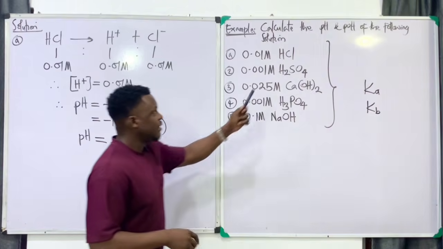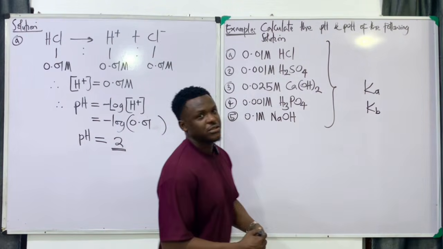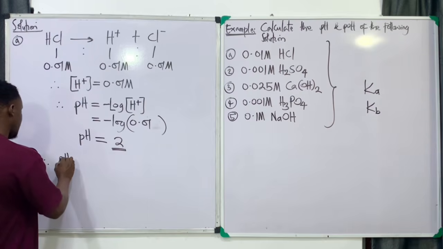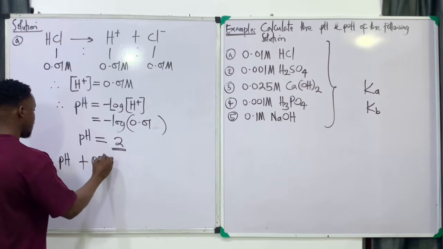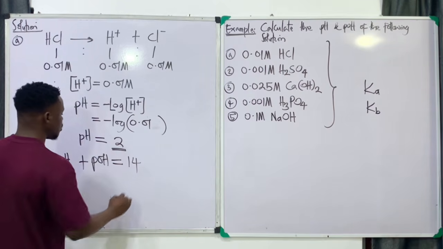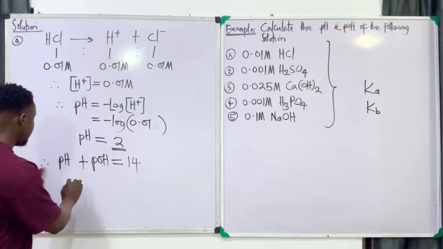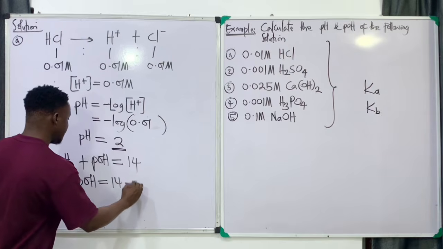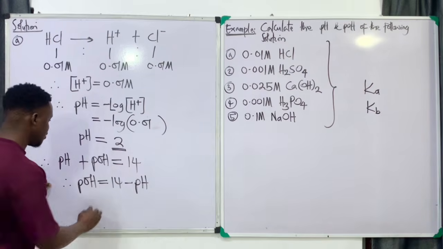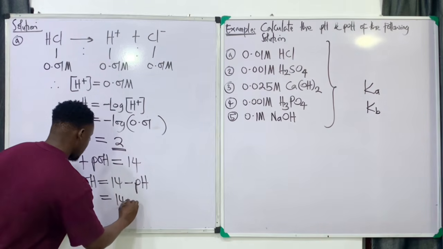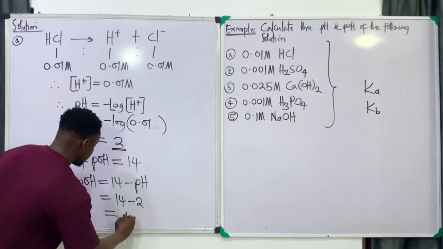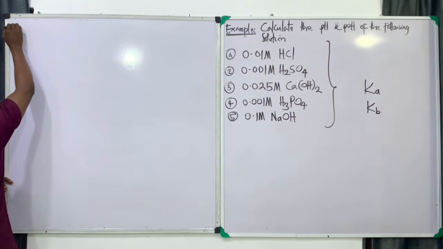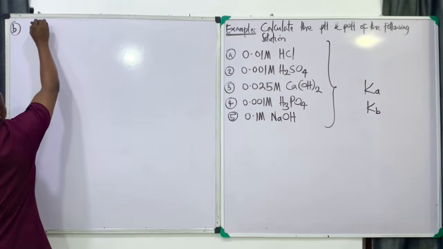But remember, they asked for pH and pOH, not just pH. So this now becomes pH plus pOH is equal to 14. Alright, so our pOH equals 14 minus pH. So this is 14 minus 2, which is 12.